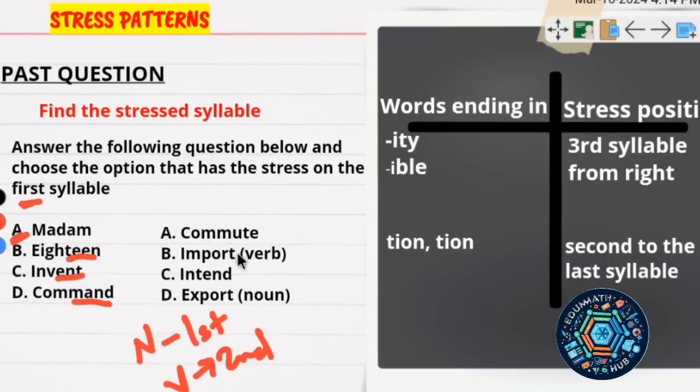Then for this one, we're looking for the stress. Which of them has the stress on the first syllable? So we have commute, that's a verb. Import, that's a verb. Intend, that's a verb. Export, this one is a noun. So you know that the noun should have the stress on the first part. This one, the stress is on the second part. So only the noun has the stress here. So this is the correct answer.